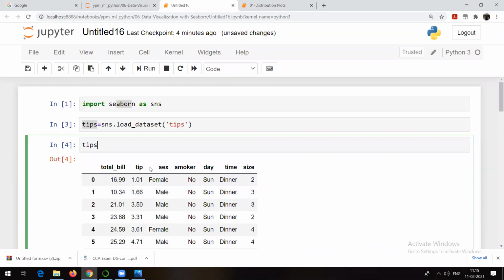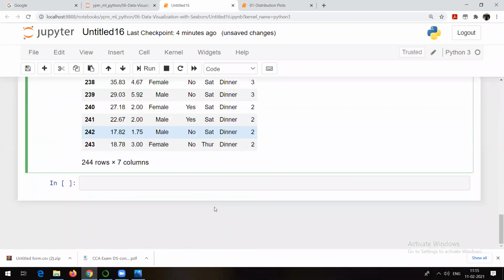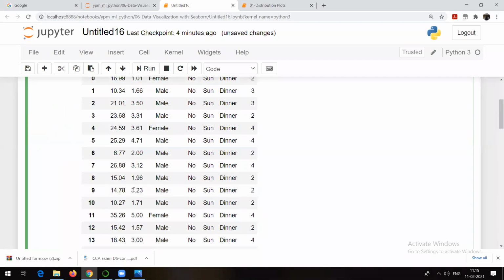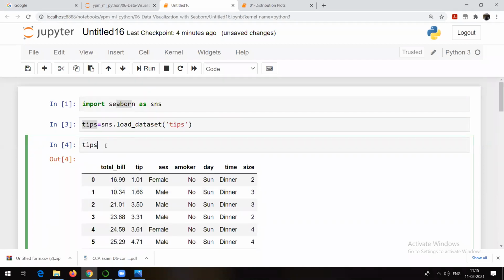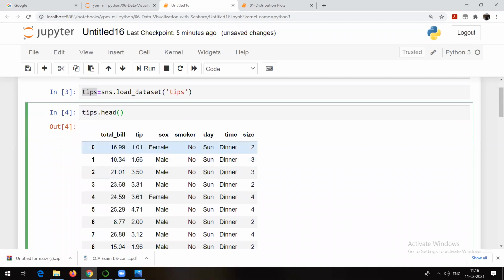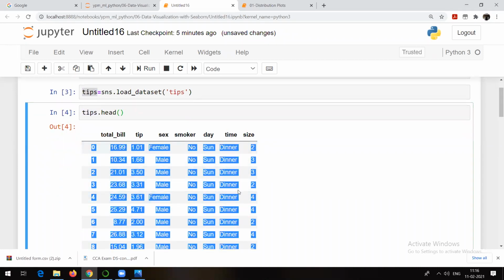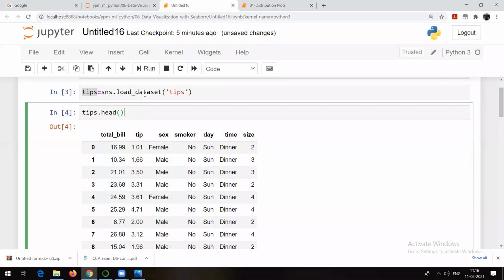But generally what we do is, in this case, it's okay that we have only 244 rows, but in real time what's going to happen is we have a lot of rows. Generally we get thousands of rows. So instead of that, we generally make use of the head command. Tips.head. Tips is a data frame. In pandas, we have seen that. So tips.head. By default, head is going to show us what? It is going to show us the first 5 records. So 0, 1, 2, 3, 4. These 5 records I will be able to see with the help of the head command.